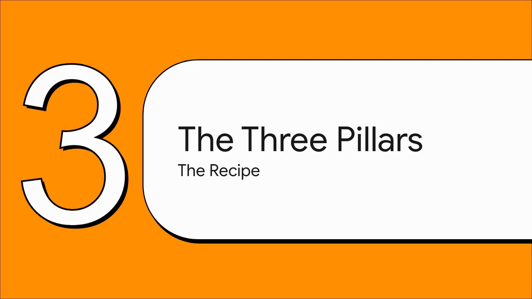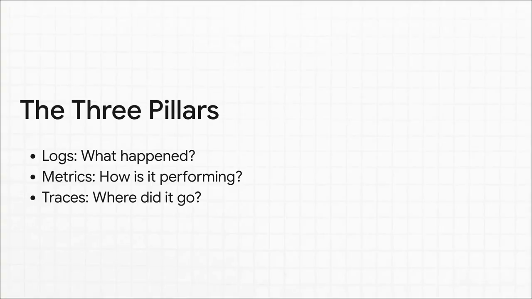Okay, to build this amazing golden path, you need the right recipe. And that recipe starts with standardizing the three fundamental pillars of observability. And here they are, the famous three pillars. You've got logs, which tell you what happened during a specific event. You've got metrics, which tell you how is this thing performing over time. And then you have traces, which show you the entire journey of a request as it hops between your services, answering the question, where did it go? A solid golden path has a standard for all three.